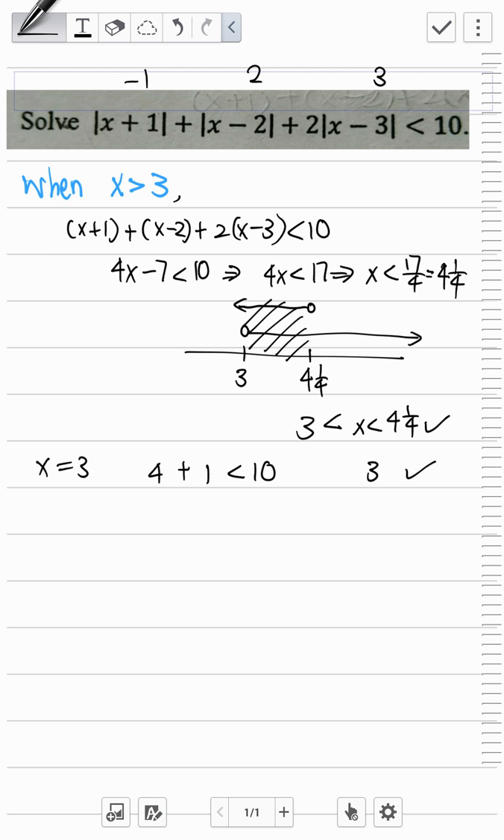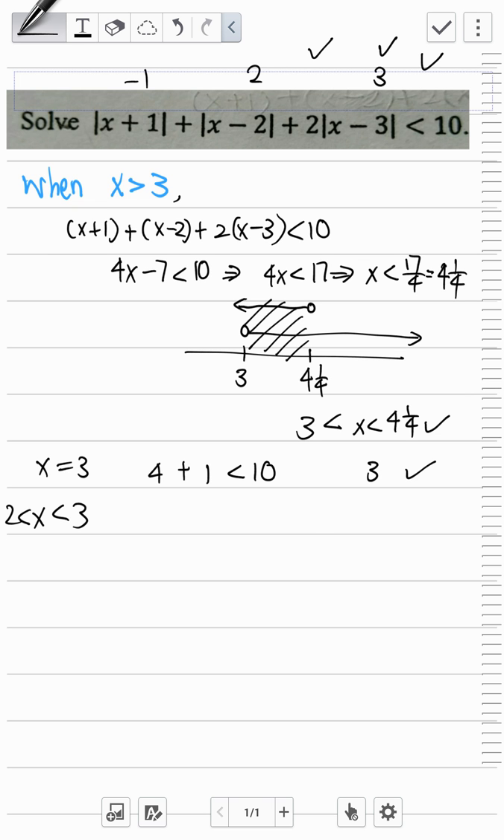So far I have gotten these two values. How about when x is between 2 and 3? We want to check the values between these two. Just now we checked here already, this is covered, and now 3 is covered. So we want to check what if our x values are between 2 and 3.